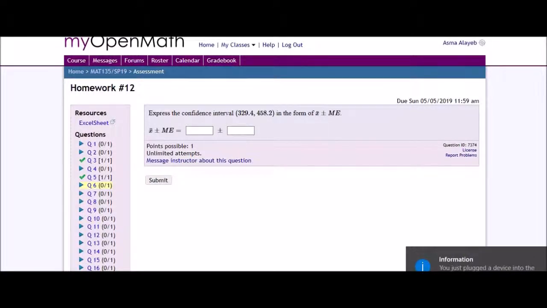Hello students, in this video I'll show you how to solve this type of question. If the confidence interval is given to you and we would like to write it in a different format, the format is the point estimate plus or minus the margin of error. How would you do that?